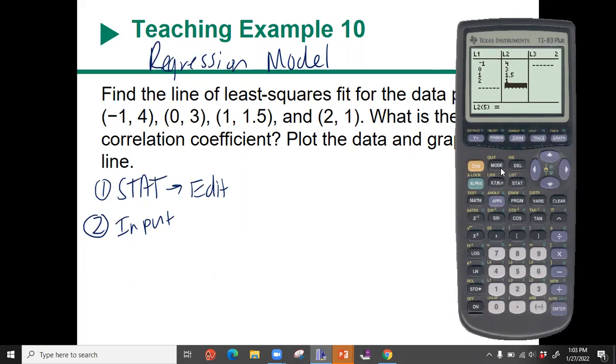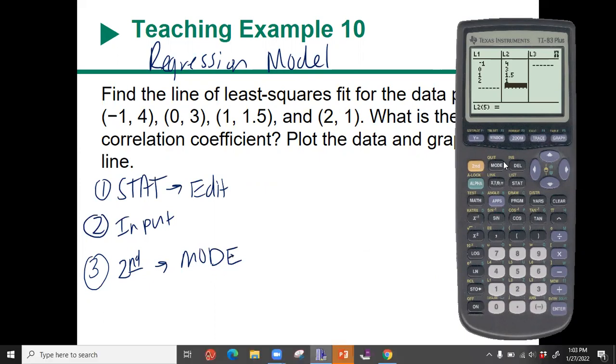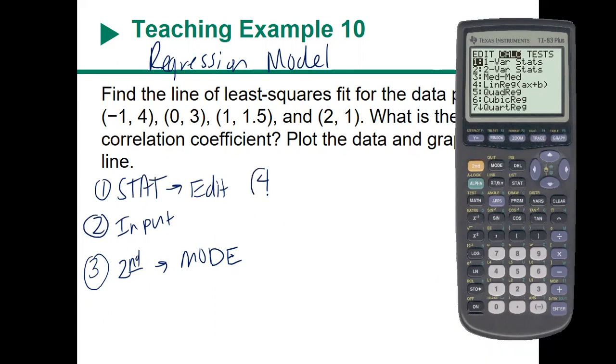After your input, this is an important step. You have to close out this window. To close out this window, you press second, and then you press mode. That takes me back to the calculator screen. Once here, you press stat again, but this time you go to calc.